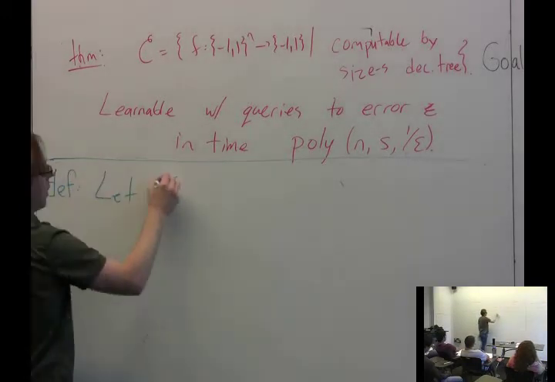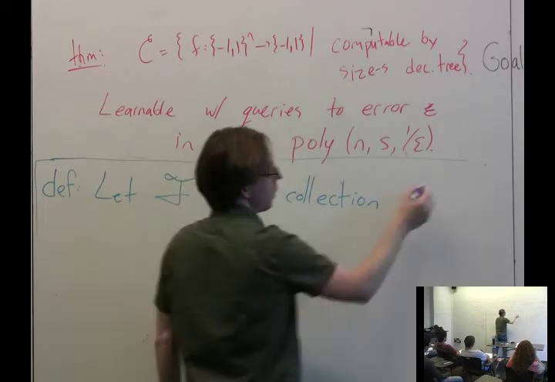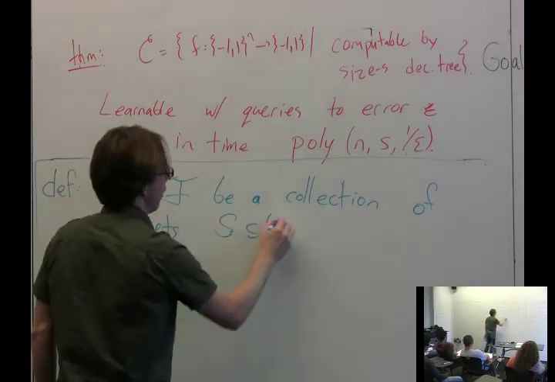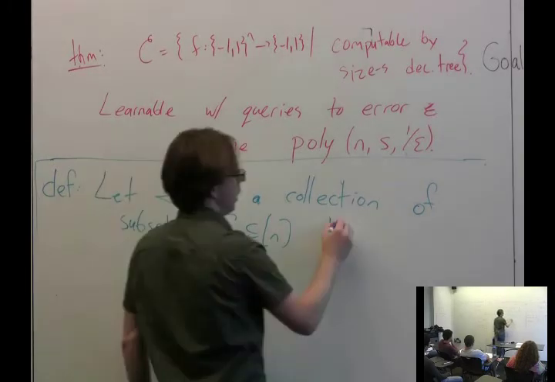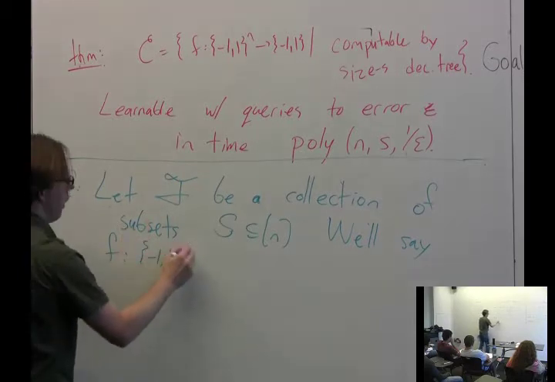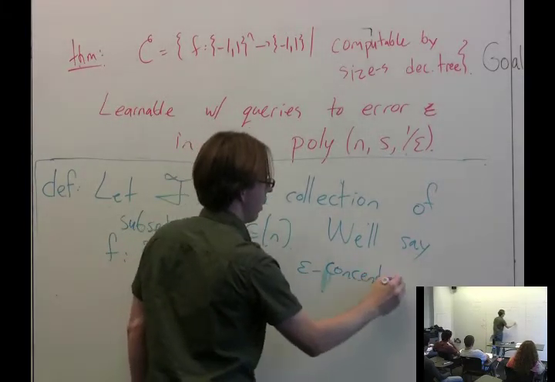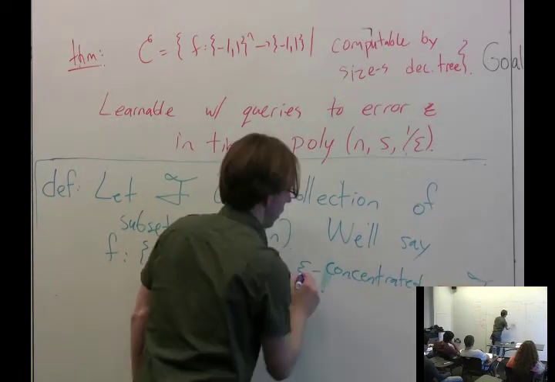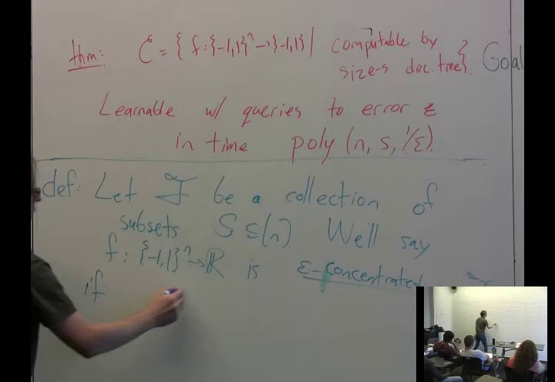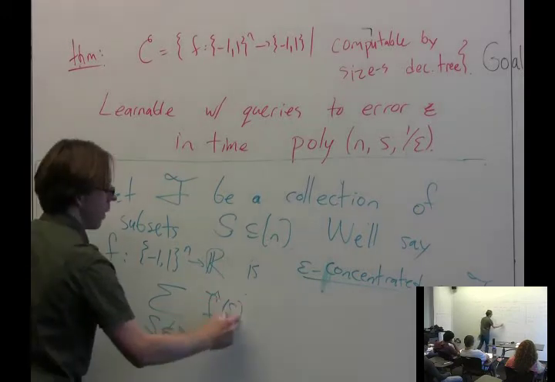Let F be a collection of monomials or Fourier coefficients, so of subsets S. And we'll say that a function f is concentrated on F. More precisely, epsilon concentrated on F, just if all but epsilon of its Fourier weight is sitting inside these coefficients. Which is to say, if the sum over all coefficients which are not in the collection F of the Fourier weight, meaning f hat of S squared, is at most epsilon.